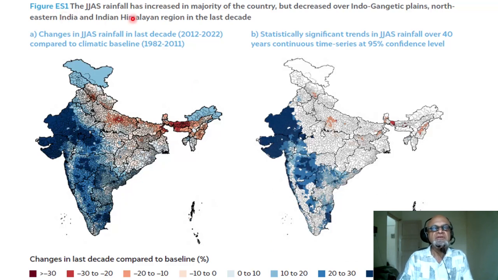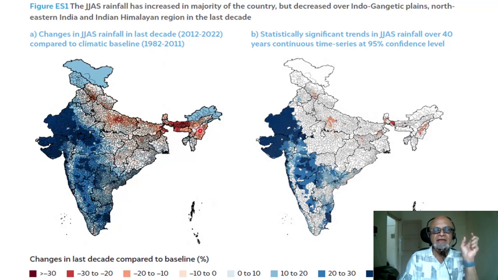Again, executive summary. So the JJS rainfall has increased in the majority of the country, but decreased over the Indo-Gangetic Plains, northeastern India, and Indian Himalayan regions in the last decade. So always pay attention to the period over which they're talking about the trends. This is changes in JJS rainfall in the last decade, so 2012 to 2022, compared to the climatic baseline, which is computed over 1982 to 2011. So it's a kind of a decadal trend.